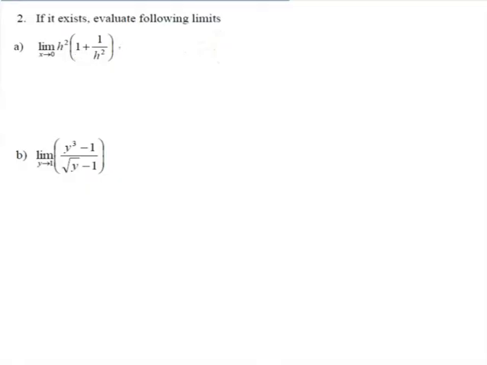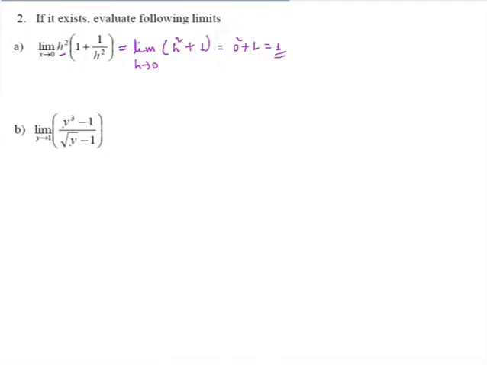So we can rewrite this thing as the limit of, distribute this h square. This is the same as h square plus h square over h square, which becomes 1 as h approaches 0. This is 0 square plus 1, which is 1. The first part is very simple, you can immediately obtain the answer for the first part.